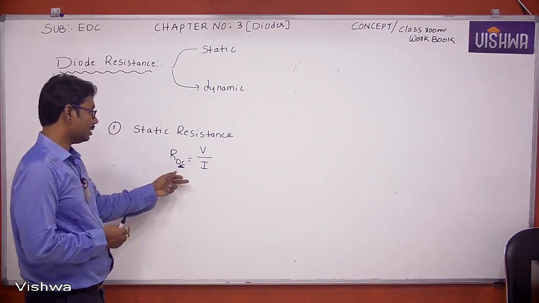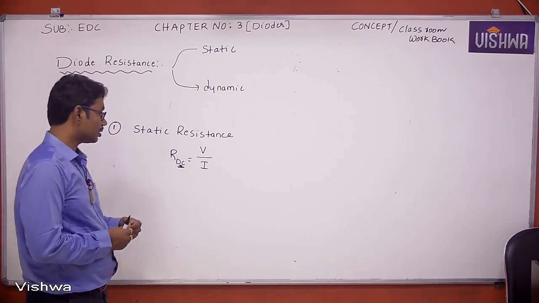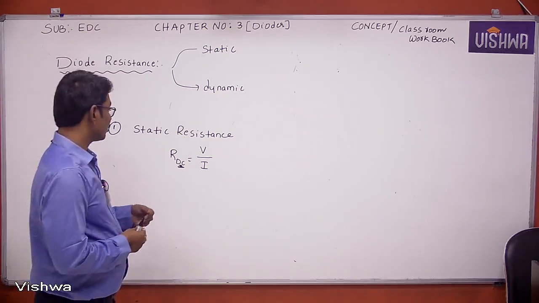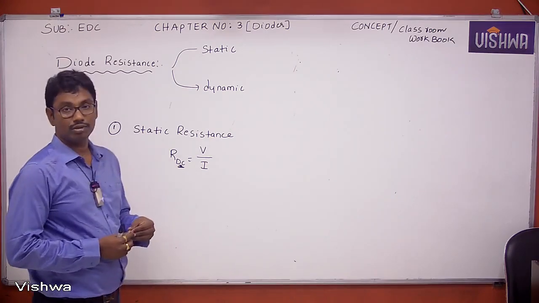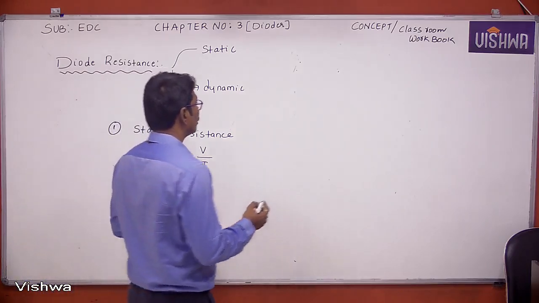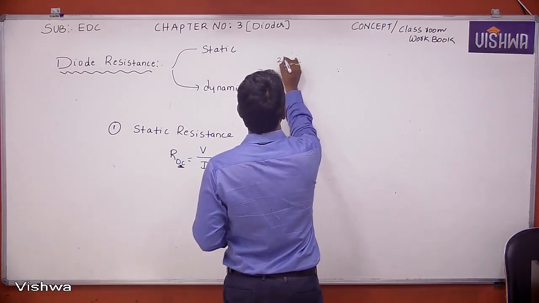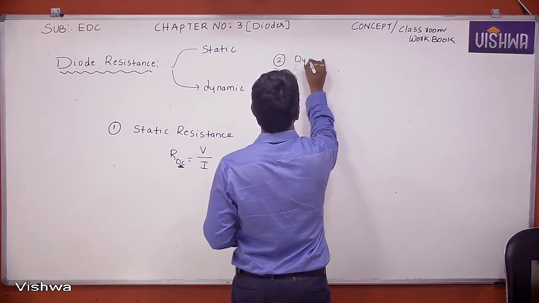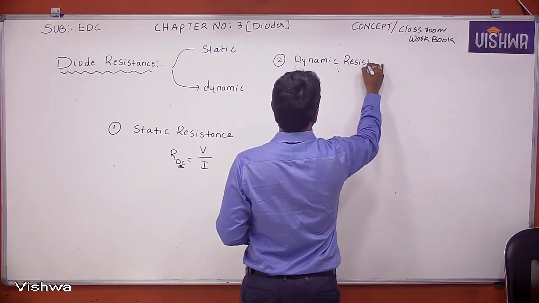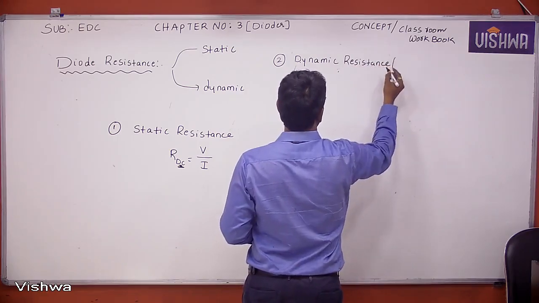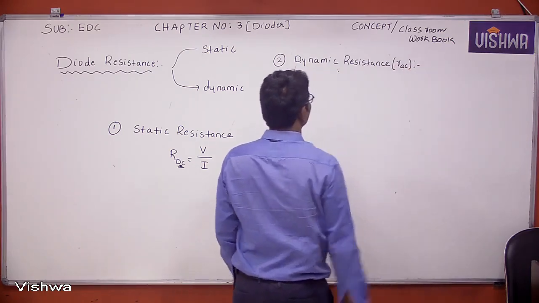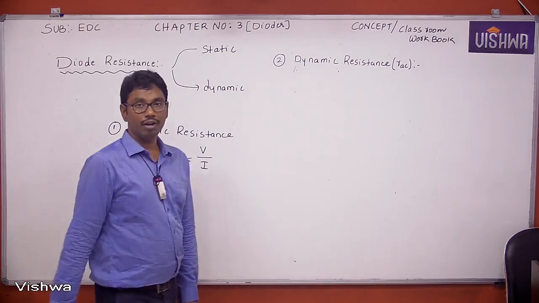It is calculated under presence of DC source. And next heading, dynamic resistance. That is denoted with small RAC.